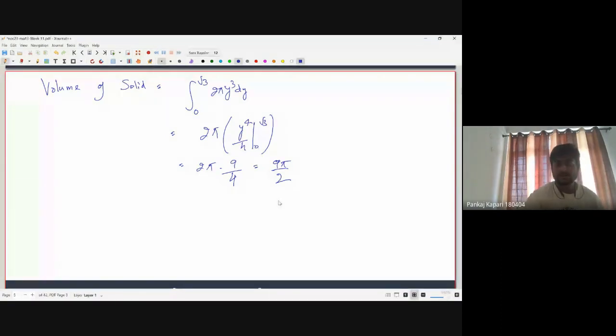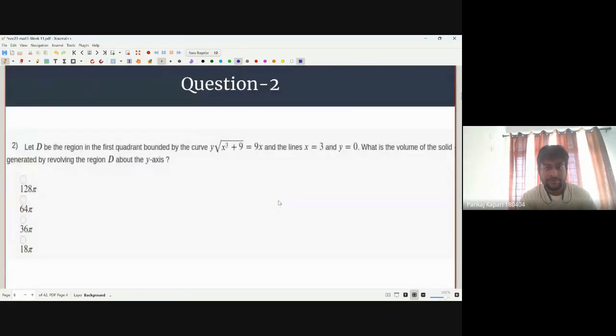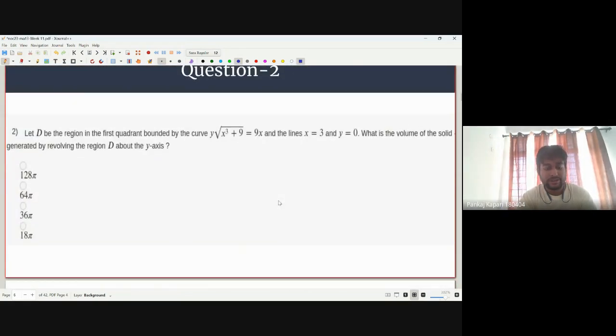So let's start with our next problem. Again, in this second problem, we have to find the volume of a solid of revolution. Let's see which region we are revolving. This time we are revolving this region D about the y-axis. So let's draw this region here.